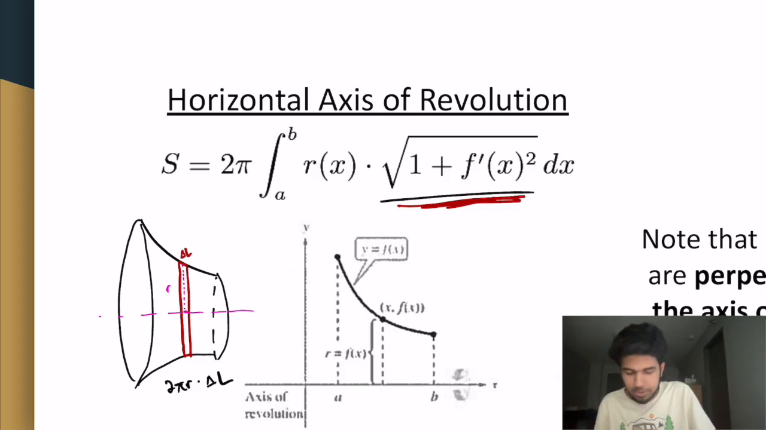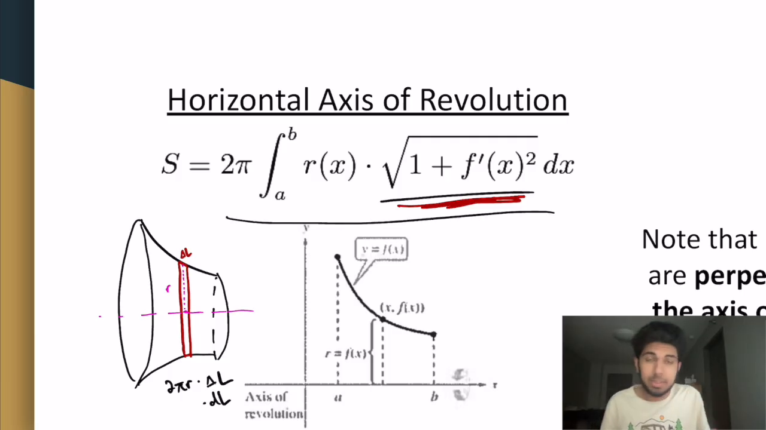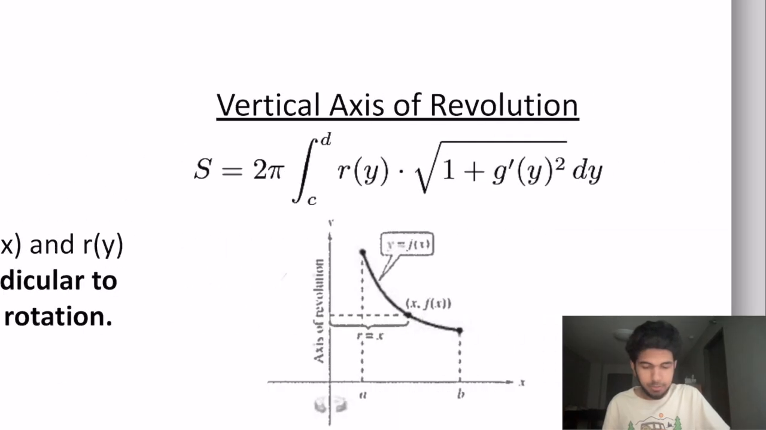There's a little bit more derivation you can do. You can call this dL, use our formula for arc length, and eventually you'll receive something like this. So that's the derivation of this formula. That's what we're going to be using. And then for a vertical axis of revolution, it's basically identical, just now we have functions of y. So we'll be doing similar things as we did with volumes, where sometimes we had to do a change of variables.